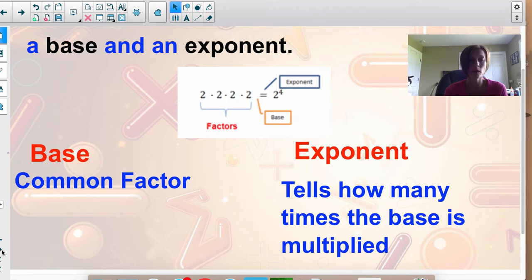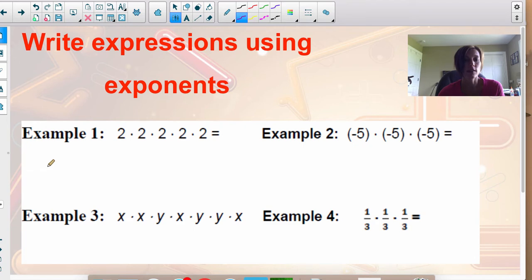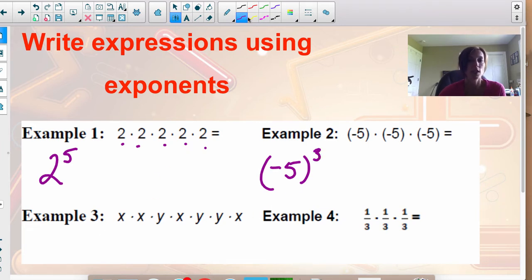Okay? Here we go. So the directions say we're going to write the expression using exponents. In this case, 2 would be our base. The number of times it repeats is 5, so we have 2 to the 5th power for the first example. Example 2, -5 is the base. I like it in parentheses, repeated 3 times, so (-5) cubed for example 2.